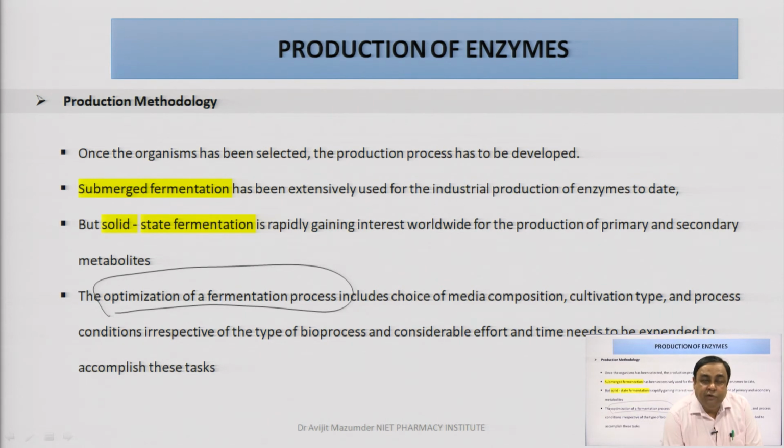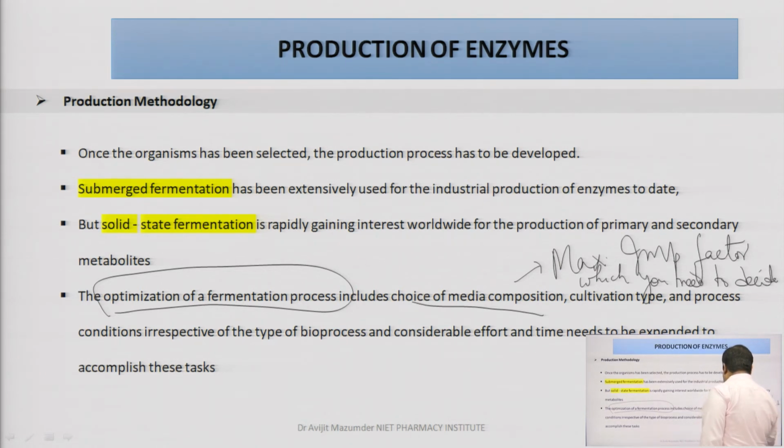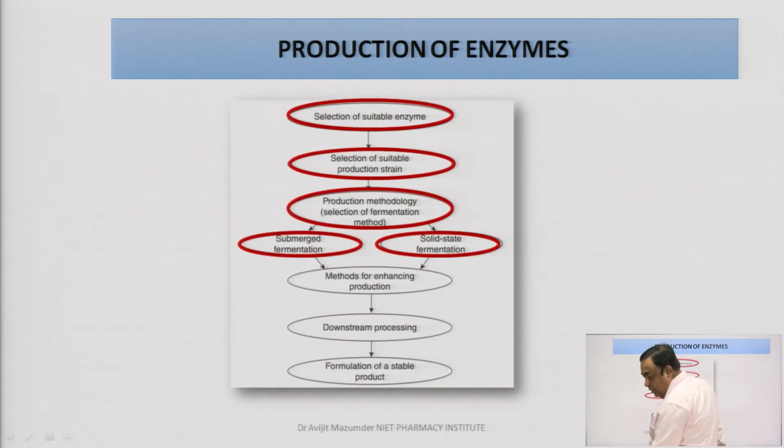Next, we have to go for cultivation type. Next, we have to go for the process conditions. Irrespective of the type of bioprocess, considerable effort and time need to be spent to accomplish this task. Now, as I am telling you time and again, optimization of media composition is the most important factor which you need to decide. What should be the composition of the media on which the microbes will grow and produce the enzyme?